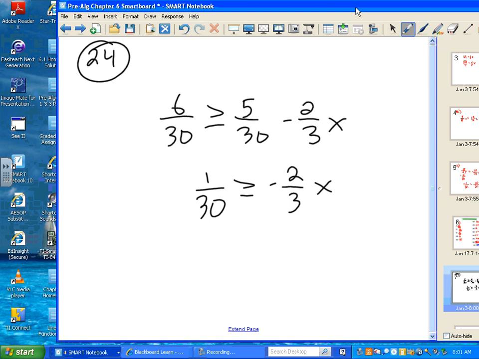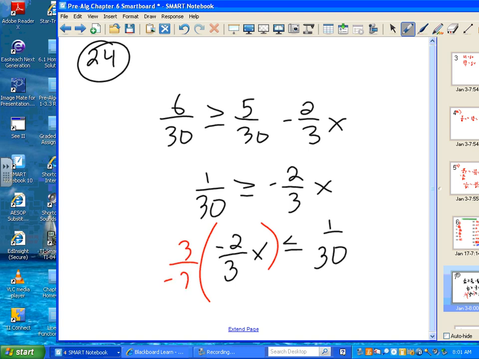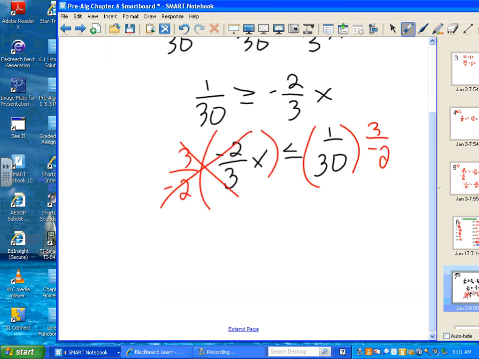So the next thing you would do is write the x on the other side. So negative 2/3 x less than or equal to 1 over 30. So just flip it around so x is on the left. Then multiply both sides by 3 over negative 2. You with me? So the multiplicative inverse cancels that. So you have to flip the sign because you multiplied both sides by a negative. So x is greater than or equal to, we can cross simplify. 3 goes into 3 once, 3 goes into 30 10 times. So you end up with 1 over negative 20.